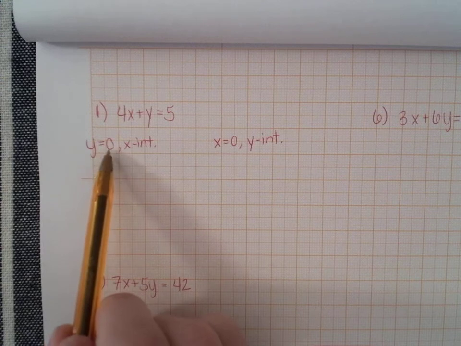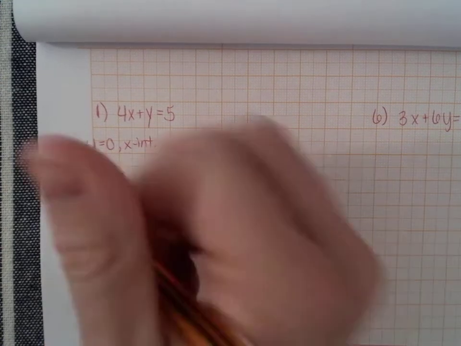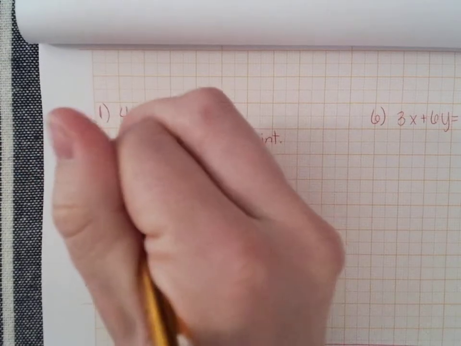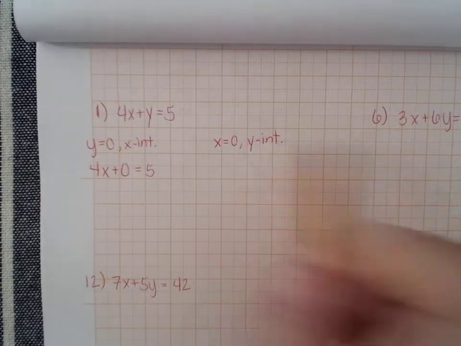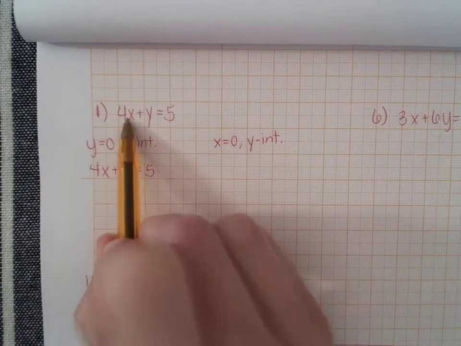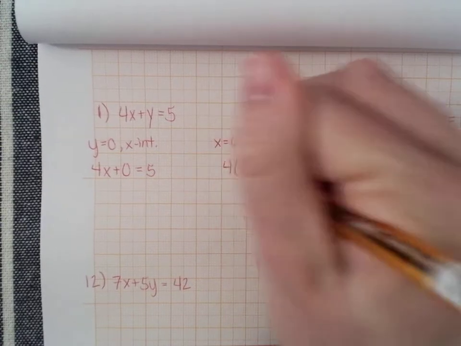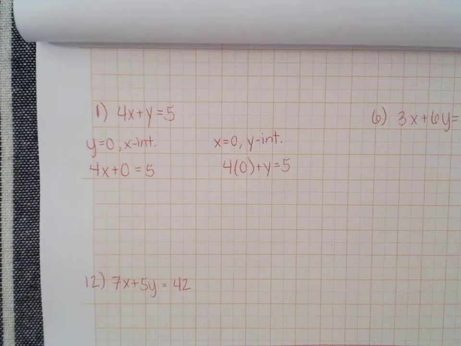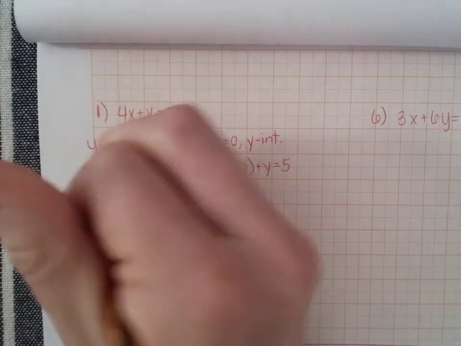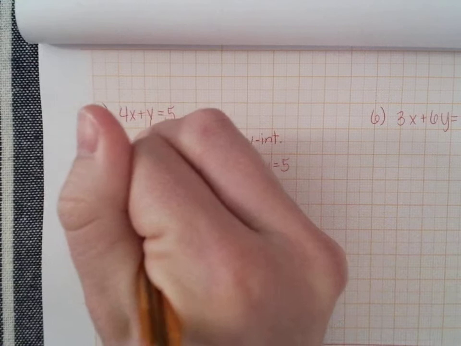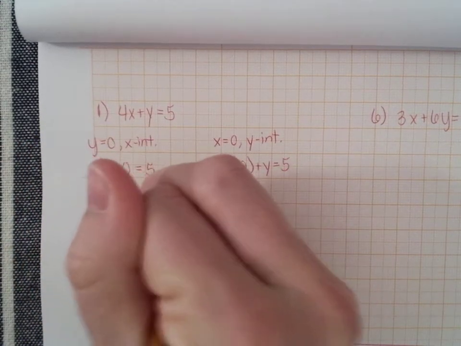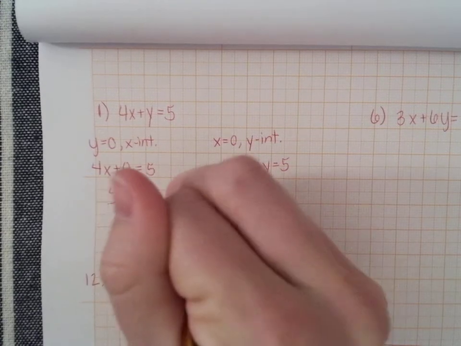So I'm going to first substitute 0 in place of y into the equation. So I have 4x plus, instead of y, I'm putting 0, and it equals 5. On the other side, for the y-intercept, I'm going to replace x with the value of 0. So I'm going to substitute 0 for x to solve the equation. Now I'm going to solve this equation for x, and I'm going to solve this equation for y. So right now I have 4x equals 5. So I divide both sides by 4, and x is now 5 over 4, or 1 and 1/4.